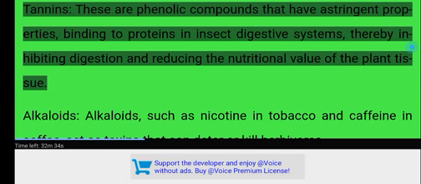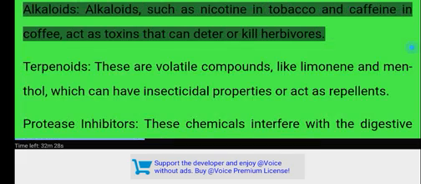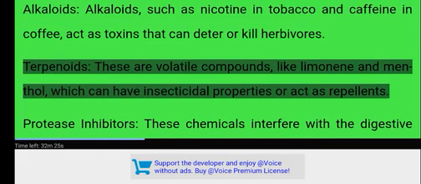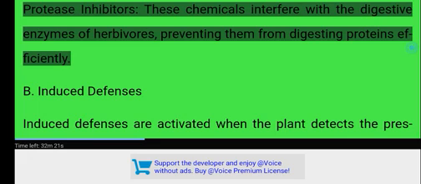Chemical defenses. Tannins. These are phenolic compounds that have astringent properties, binding to proteins in insect digestive systems, thereby inhibiting digestion and reducing the nutritional value of the plant tissue. Alkaloids, such as nicotine in tobacco and caffeine in coffee, act as toxins that can deter or kill herbivores. Terpenoids. These are volatile compounds, like limonene and menthol, which can have insecticidal properties or act as repellents. Protease inhibitors. These chemicals interfere with the digestive enzymes of herbivores, preventing them from digesting proteins efficiently.